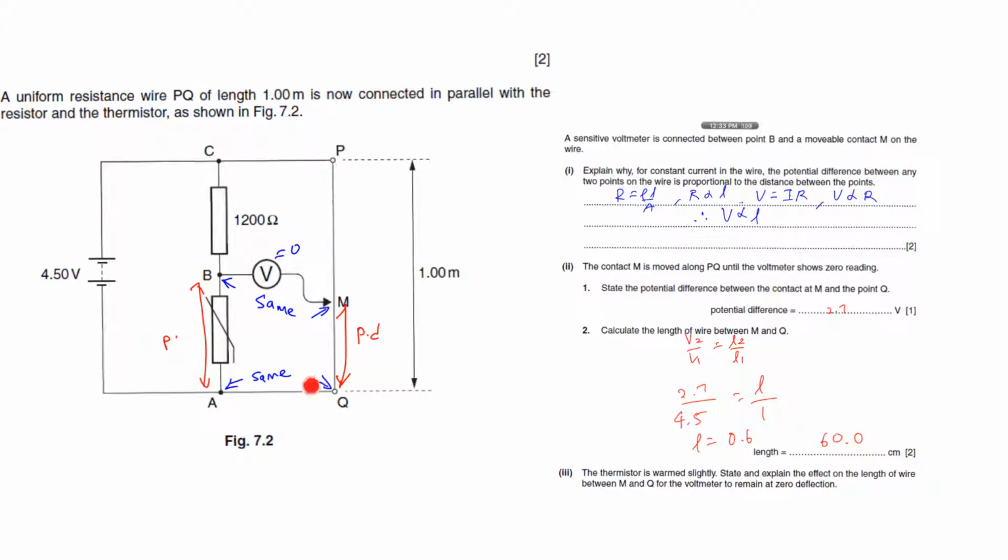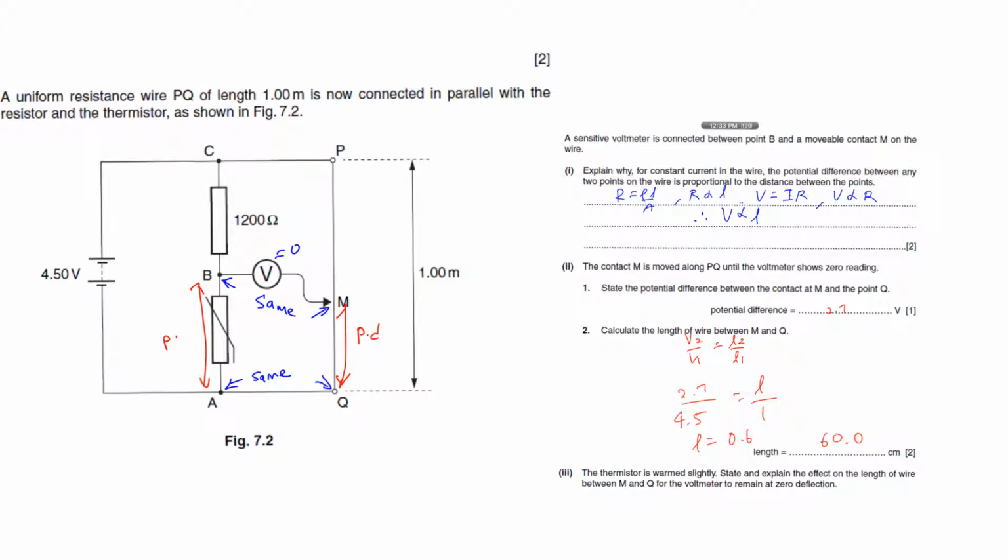need to first talk about this wire. If R equals rho L over A, since this is a uniform wire, then R will be proportional to length, because uniform wire means the resistivity and the area are constant. So resistance is proportional to length. But also, since you have the formula V equals IR and the same current passes through here, you can say that V is proportional to R. So since V is proportional to R, and R is proportional to length, V will be proportional to the length.